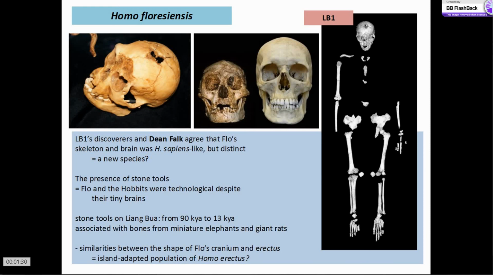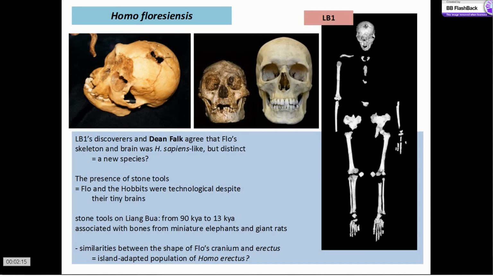She wasn't sick necessarily. Some people thought that maybe she had some sort of congenital defect. That does not seem to be the case. Her discoverers and Dean Falk agree that she looks rather like a Homo sapiens and is probably a distinct species descended from Homo sapiens. Although at the bottom here, some people have suggested that she's a distinct species descended from Homo erectus, whom we know were in the area, but Homo sapiens were also in the area. So who knows? At any rate, despite how small her brain was, they used tools, and that's what the next lecture is going to be about.